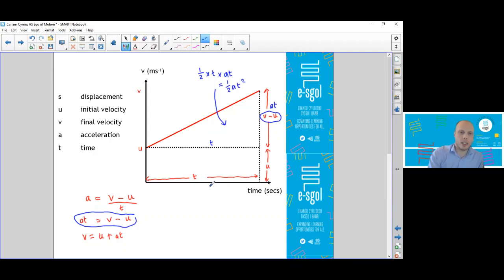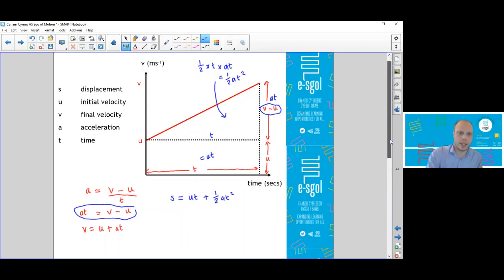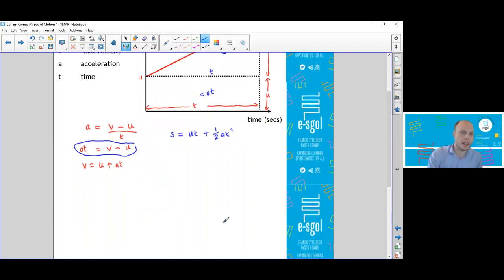Now it's just a rectangle, which is t wide and u tall, so that's got an area of ut, and you've got your next equation of motion. The total area under the graph is ut plus a half at squared. Okay, so that gives us 3 equations of motion.